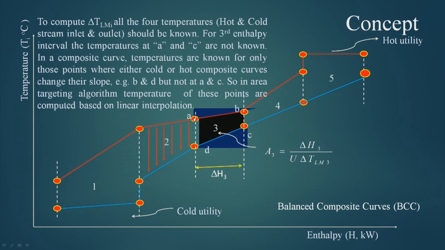Unless we know the temperature at A, D, B and C, we cannot find out the LMTD for this zone. And unless we find out LMTD for this zone, we cannot find out the area of this zone, even if the U is available with us. So, the first step in the balanced composite curve will be to know the temperature of those points in which temperature of either hot composite curve is not known or cold composite curve is not known.